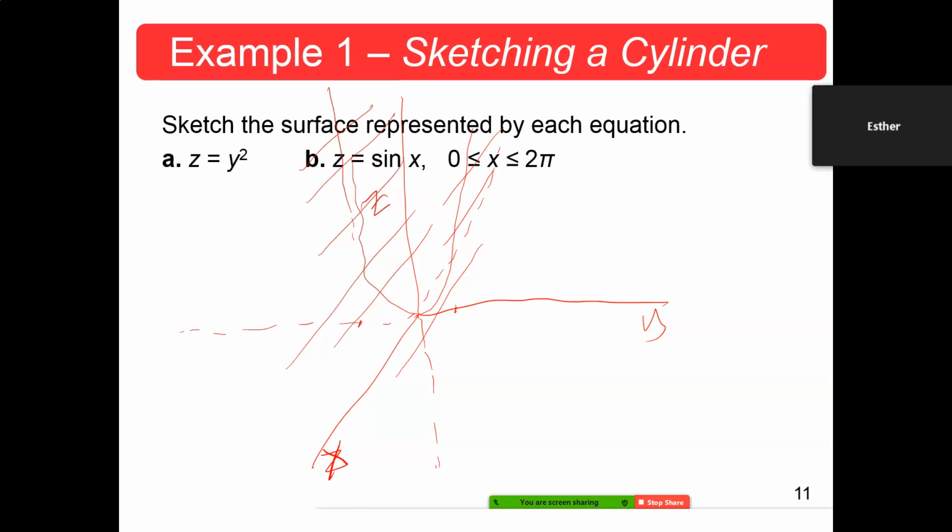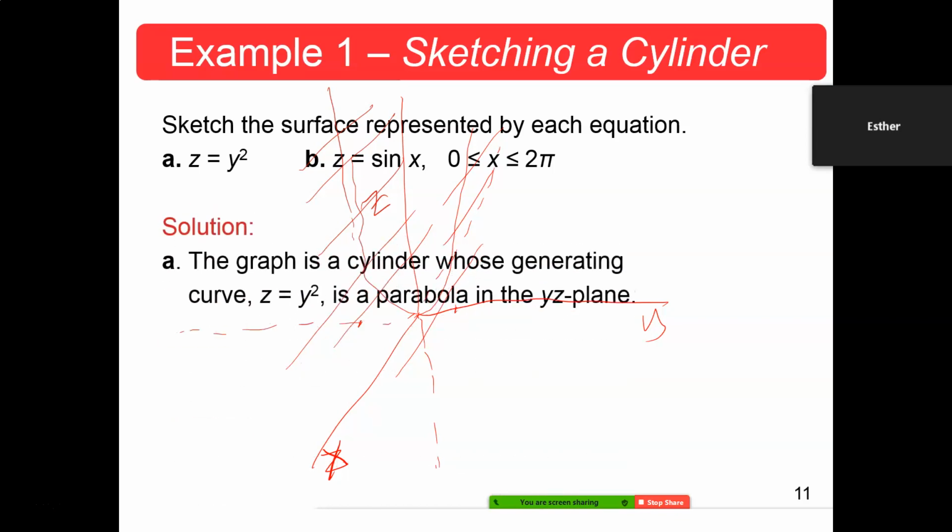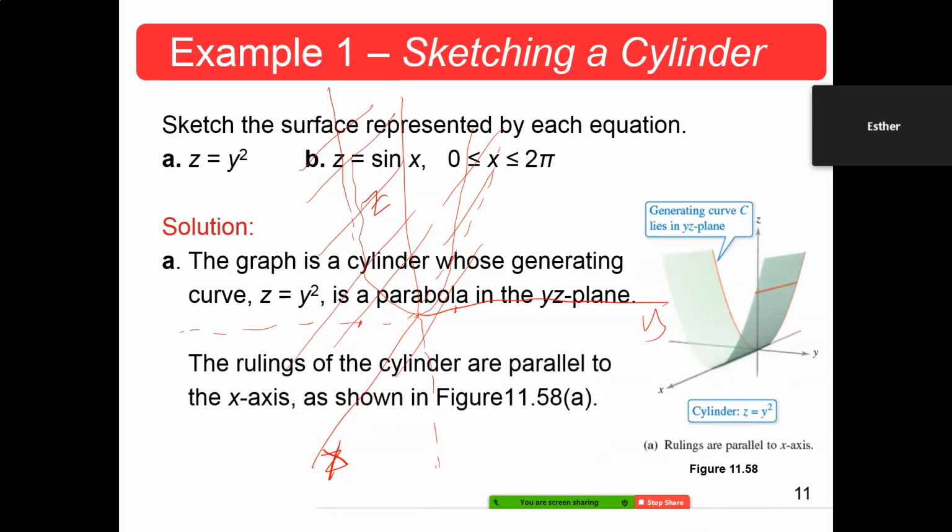It's a parabola in the YZ plane and the traces are parallel to the x-axis. Now let's see if theirs look a little bit better than mine. The first curve is a cylinder whose generating curve is a parabola in the YZ plane, and that's what it looks like. Now they have theirs oriented slightly differently, but that's what it looks like.